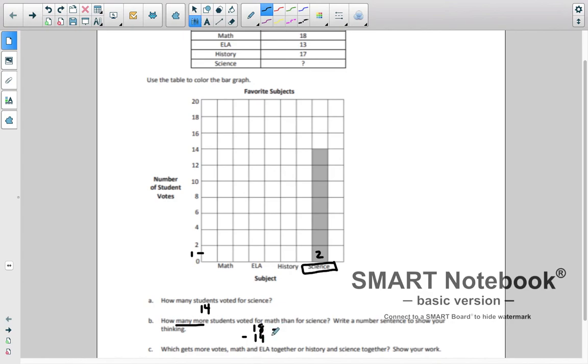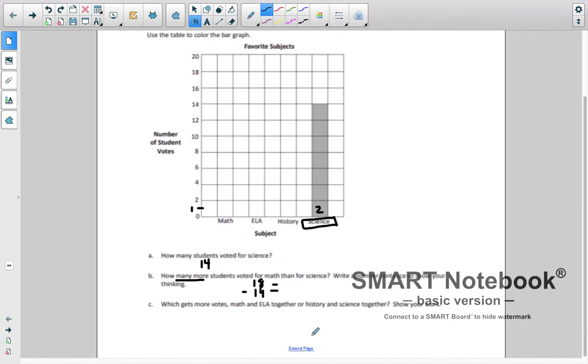Now you need to figure out what 18 minus 14 is. You might need to get a piece of scratch paper to figure it out, or you might know how to do this already. So 8 minus 4 is 4, and 1 minus 1 is 0. So 4 more people voted for math than for science.